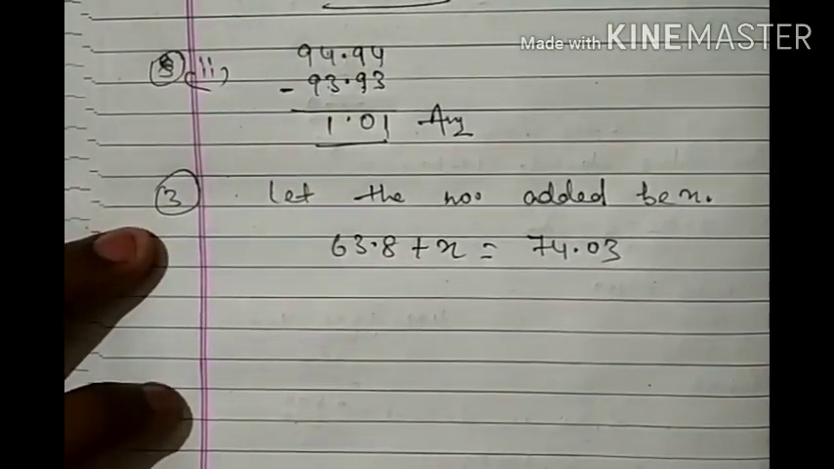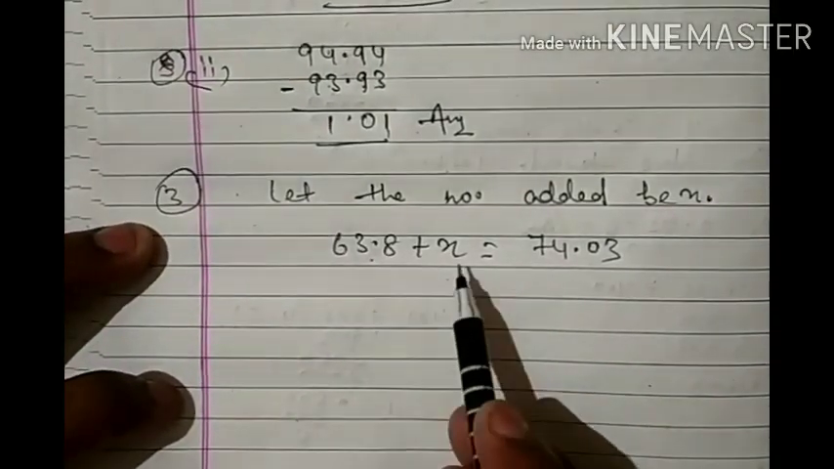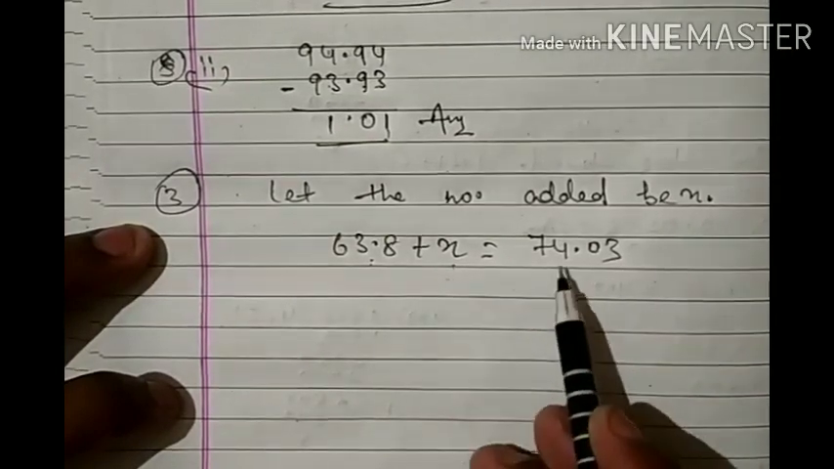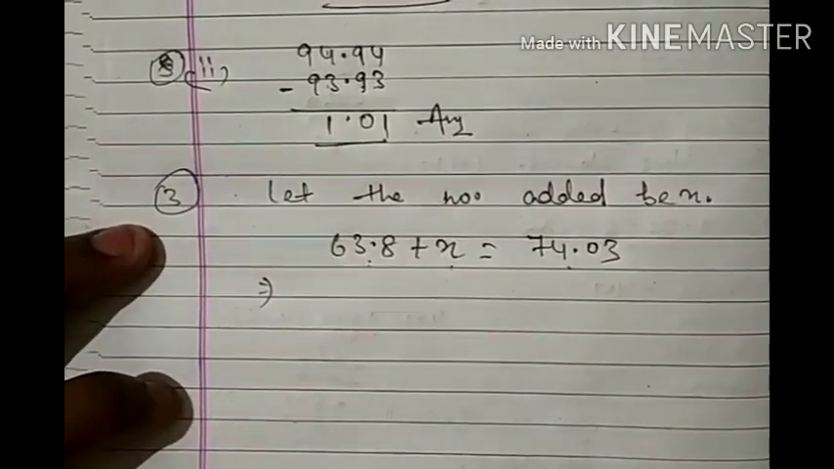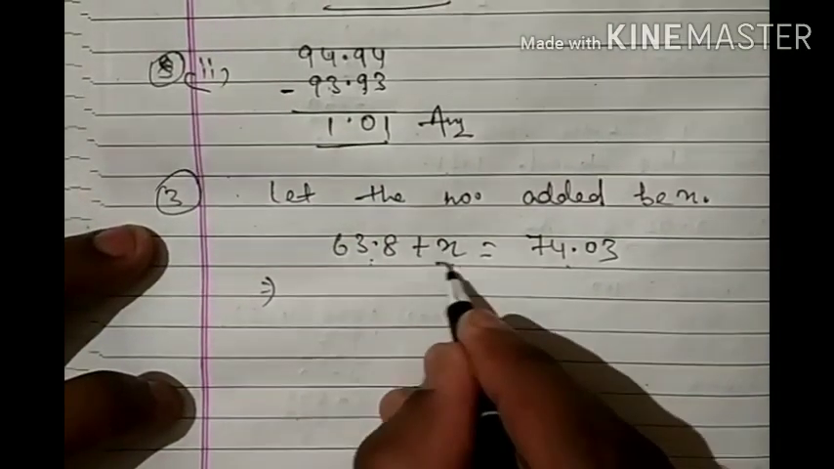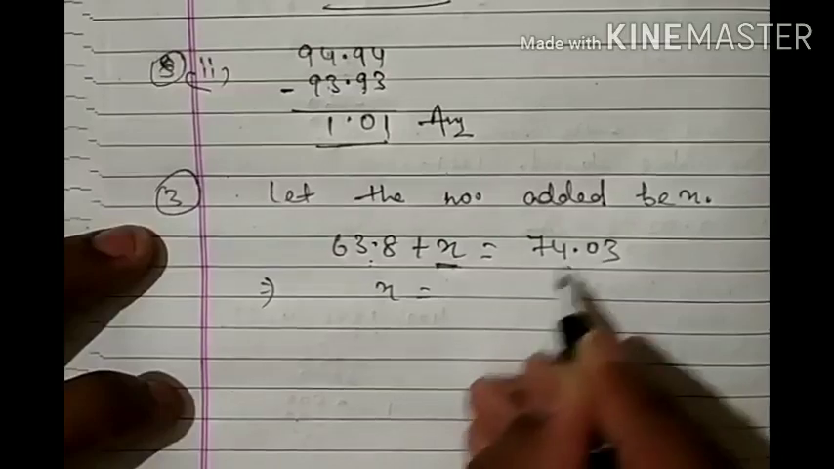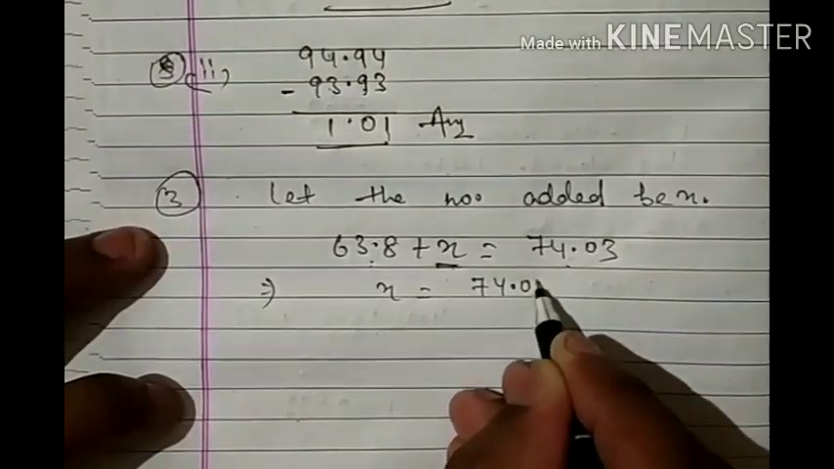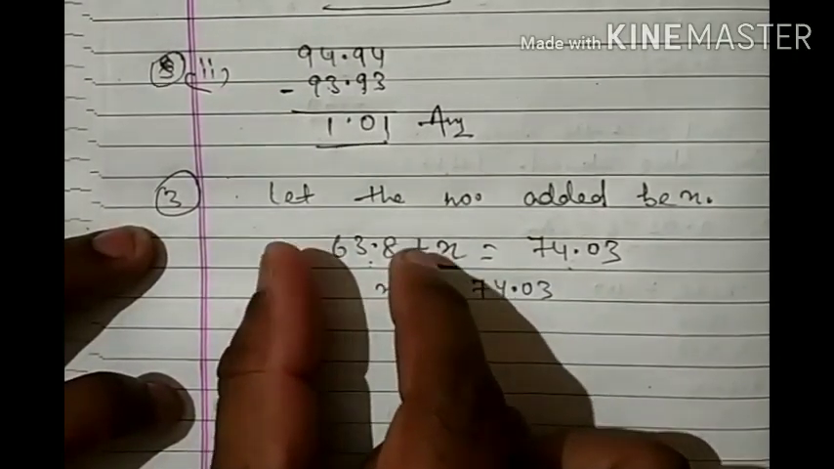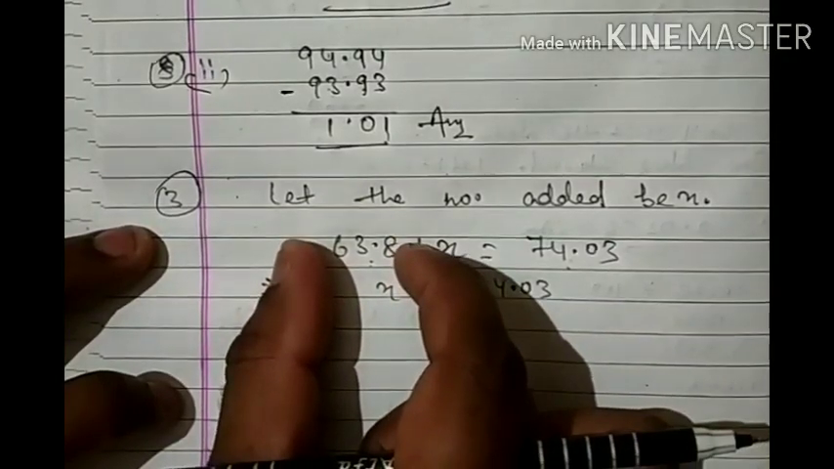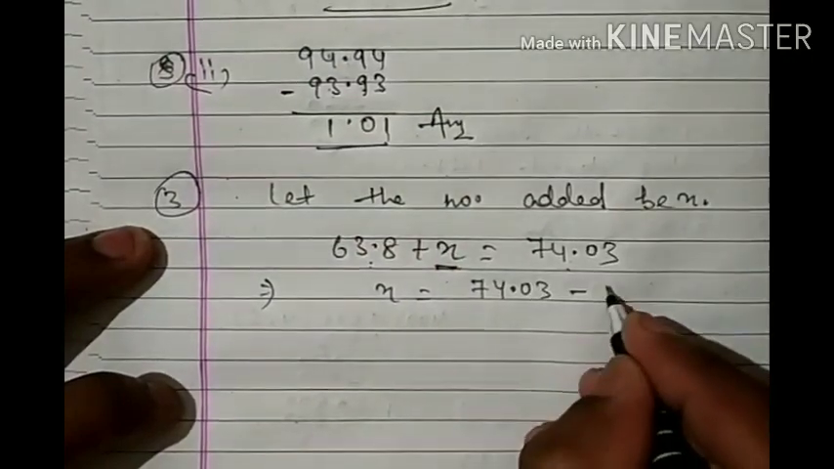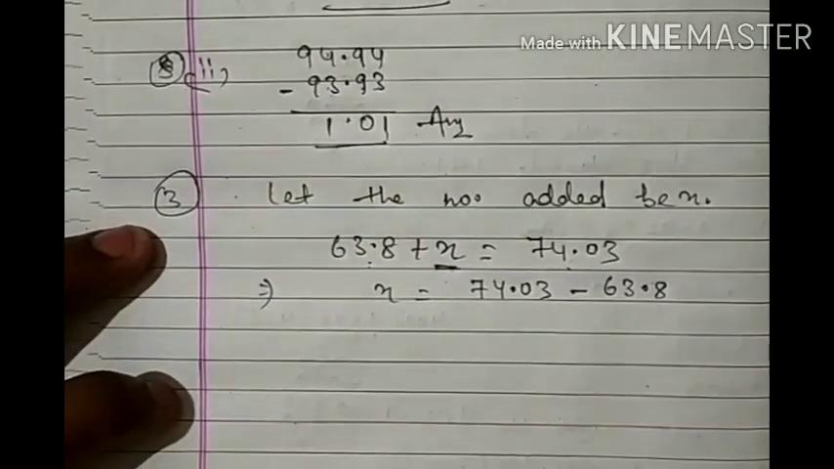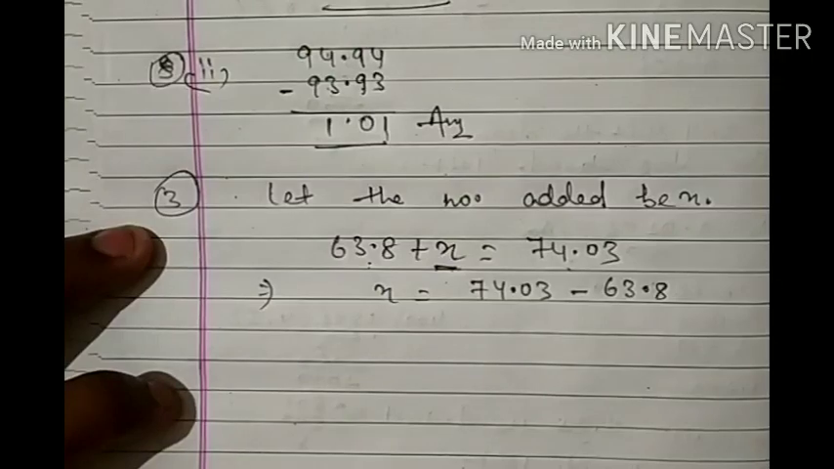What will we add to 63.8 so that we get 74.03? So the number added be x. We will add x so that we can get 74.03. I hope we all are able to solve such type of equations. We will find the value of x. x is equal to 74.03 minus 63.8. When plus 63.8 goes to the right side, it changes its sign to negative, that is minus 63.8. This method is known as transposition. I hope it is clear to everyone.